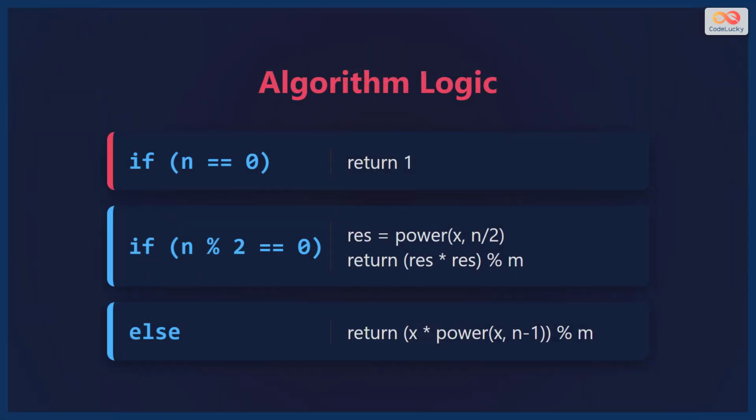Here is the logic formalized. If n is 0, return 1. If n is even, recursively calculate the power for half of n, then square the result and apply modulo. If n is odd, multiply x by the recursive result of n minus 1. This ensures we cover all cases efficiently.